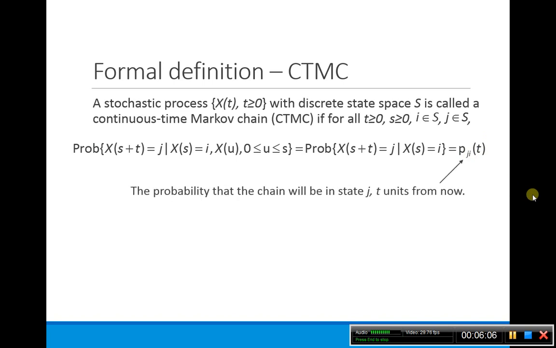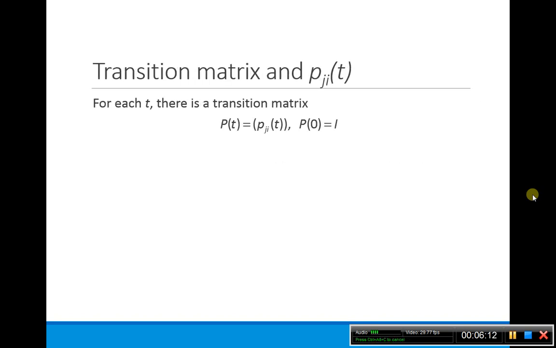So here's the probability that the chain will be in state j t units from now. So we still have our transition matrix P of t. However, now P of t depends upon time because at different times it is more likely to transition or not, and P of 0 is still the identity matrix.